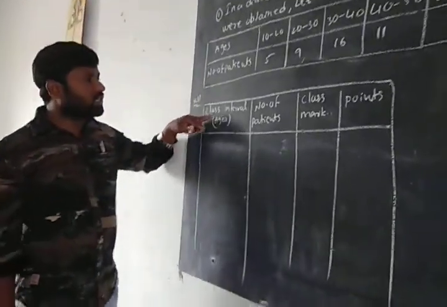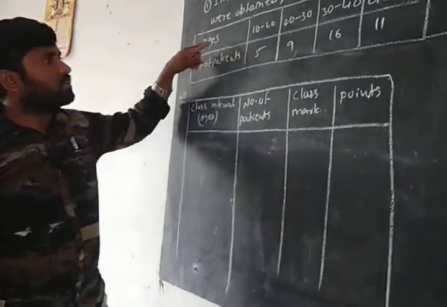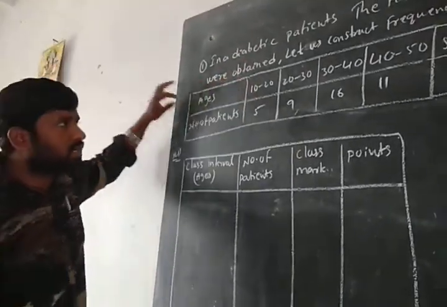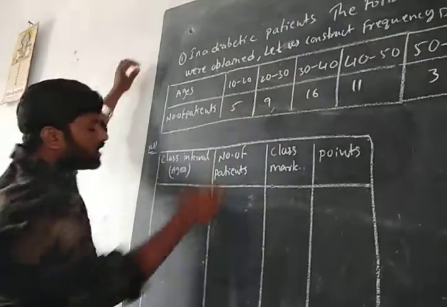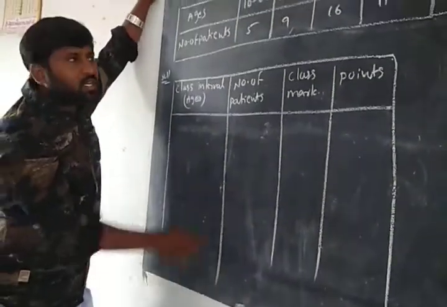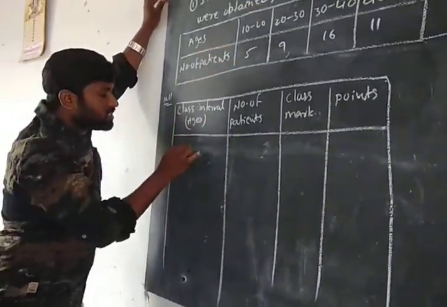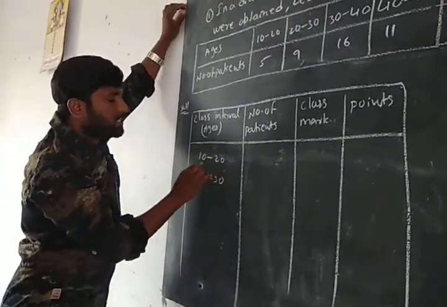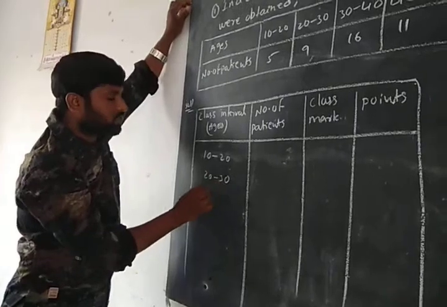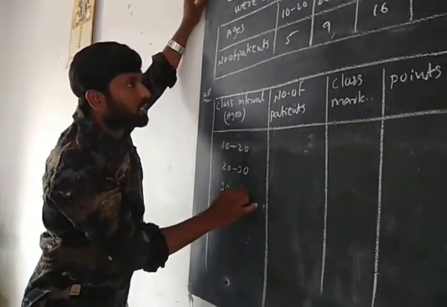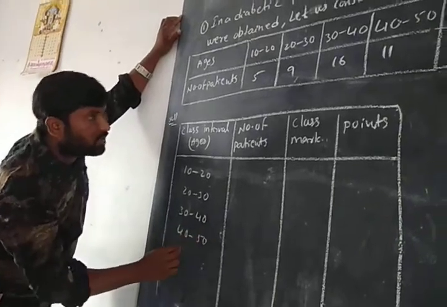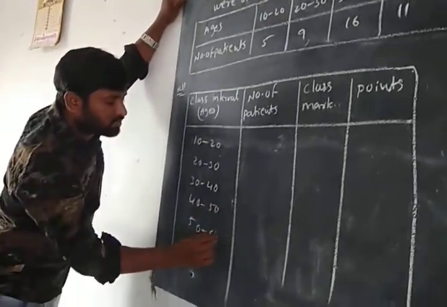I take the class intervals. Ages means what? Here, 10 to 20, these are called class intervals. So the horizontal data, write vertically. So I am writing like this: 10 to 20, 20 to 30, 30 to 40, 40 to 50, and 50 to 60.